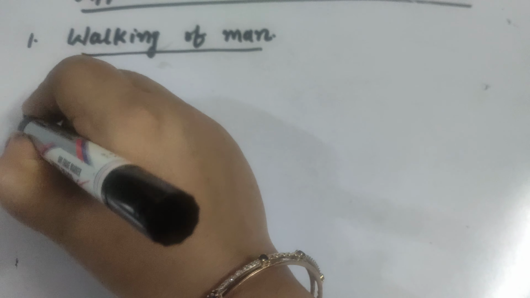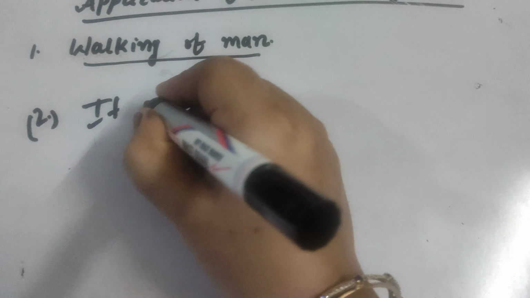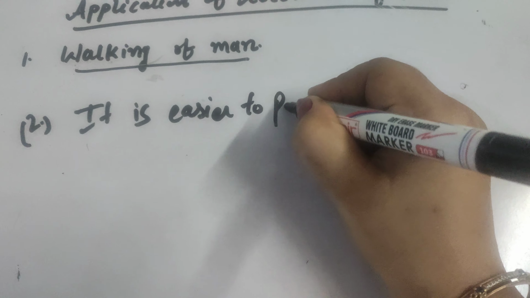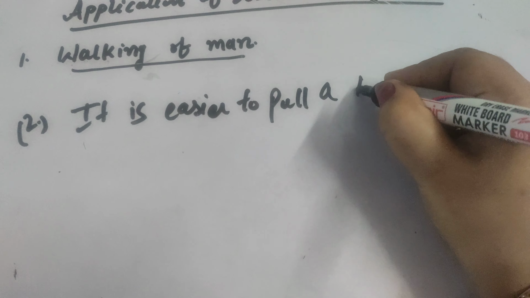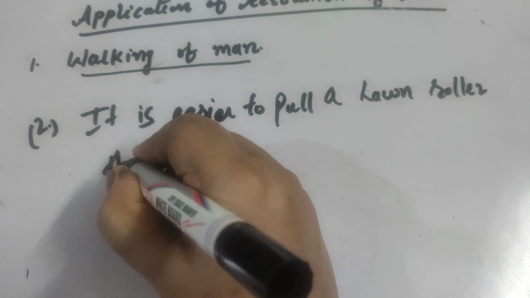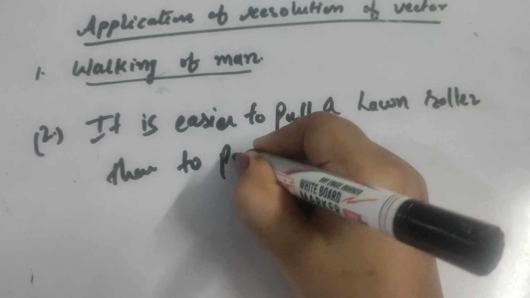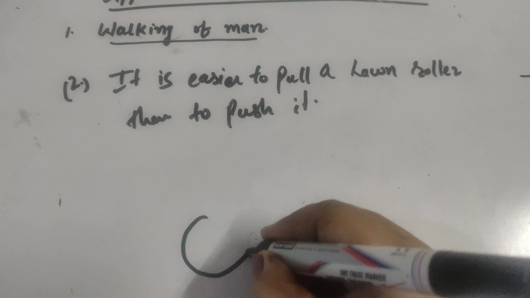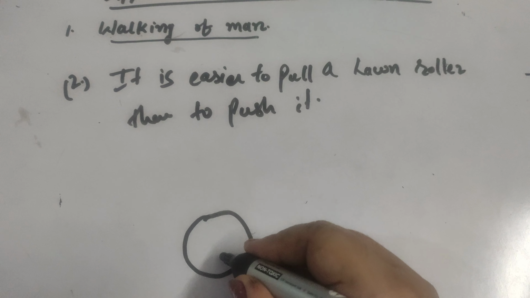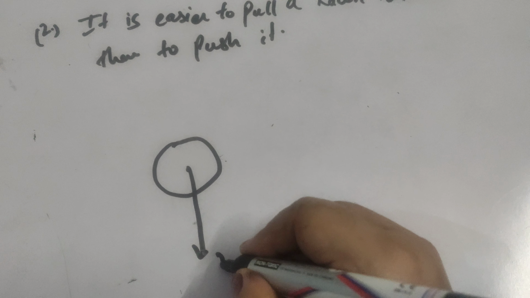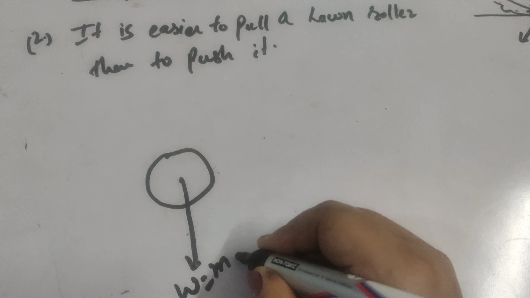Right. Second application, which is very important, that is it is easier to pull a lawn roller than to push it. Now let us imagine this is a lawn roller, right, and weight of it is acting downward. Weight mg, W is equal to mg.